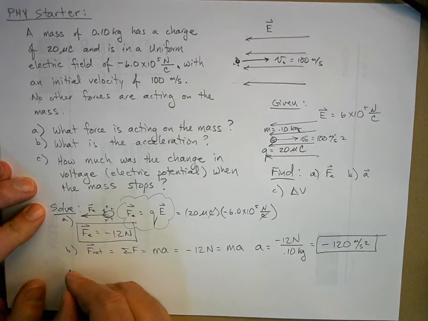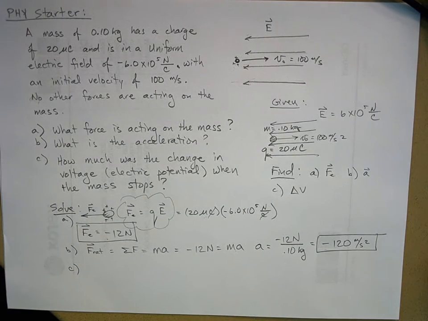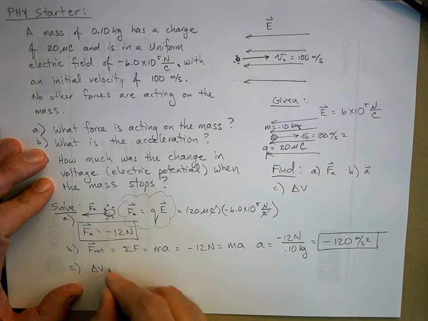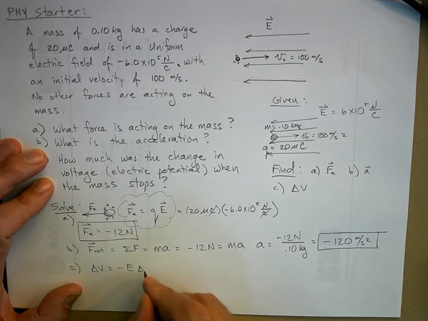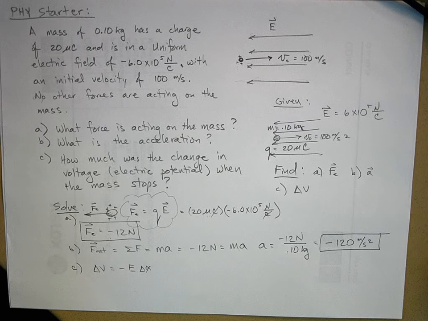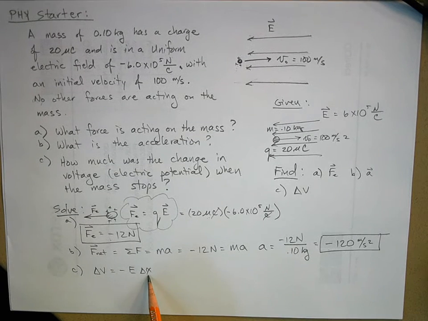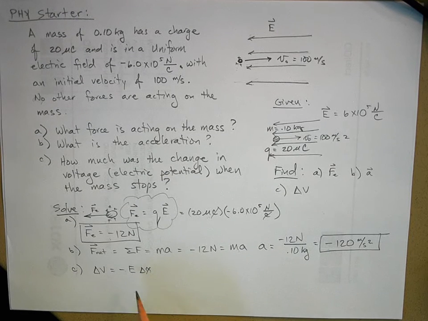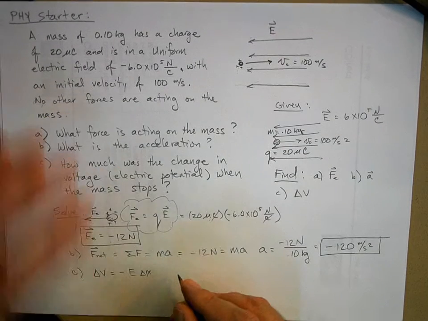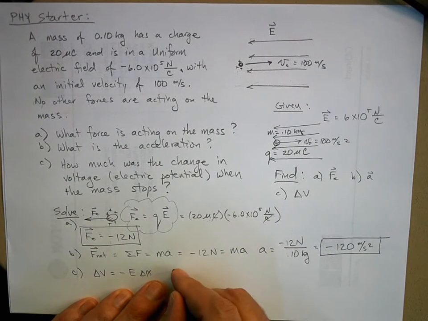Now, for part C, there are a couple different ways to do it. You could use this equation right here. We have delta V equals negative E times delta X. Now, we could figure out what delta X is, because we know what the initial velocity is, we know what the final velocity is, and we know what the acceleration is. So we can solve for delta X, and then we know what E is, and we can multiply them. Let's go ahead and do that, even though it's not the fastest way to do this problem. But I don't know time, so I'm going to use the fourth kinematic equation.